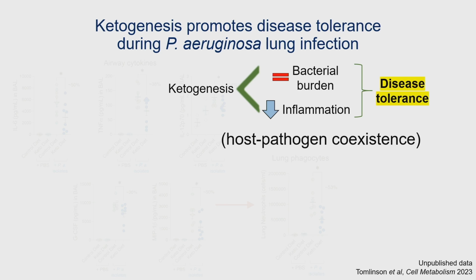So that said, we wanted to understand, okay, if these ketone bodies are there in the airway of people with cystic fibrosis, and Pseudomonas is evolving in that environment, maybe the Pseudomonas strains that we are collecting from the airway of people with cystic fibrosis have learned how to trick the system and how to exploit this ketogenic environment for their own benefit.